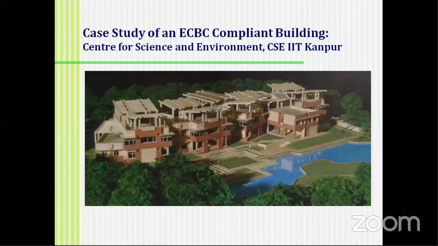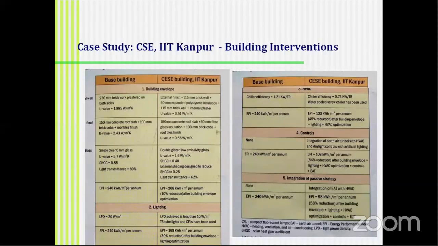I will take you through a very small case study, which is the Center for Science and Environment in IIT Kanpur. This is one of the first buildings which were evaluated as ECBC compliant, and subsequently, of course, even as a Griha rated, 5-star rated building. So you can see that there are various interventions. First of all, they set what is called a base building, a building without the energy efficient measures stipulated by ECBC, but with the same structure, the same load, the same design.